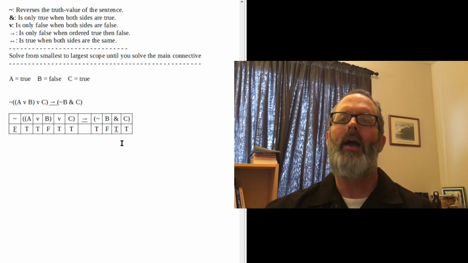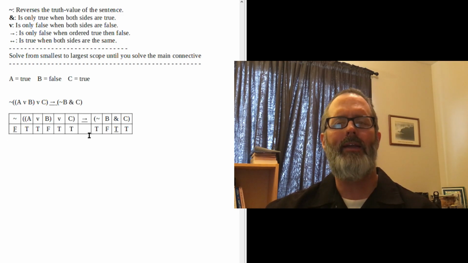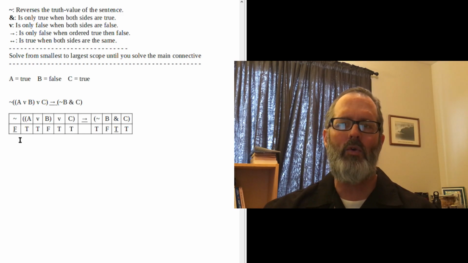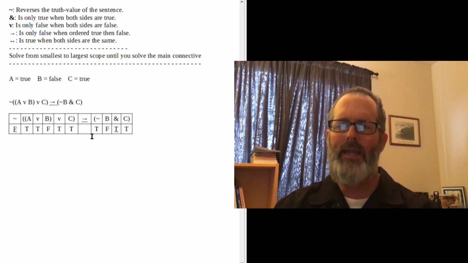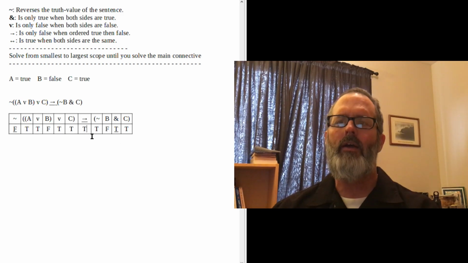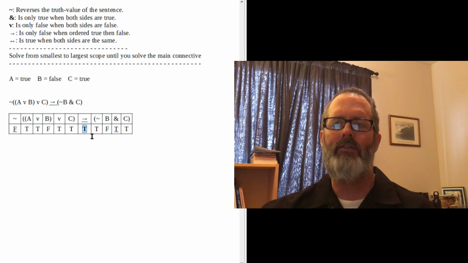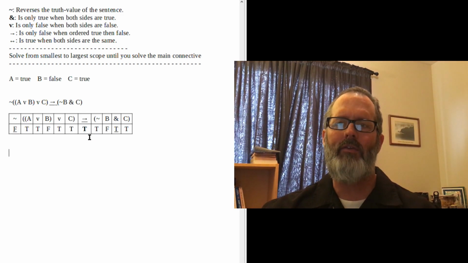What do I have? All I have left is my main connective value. My main connective is a conditional. We know a conditional is only false when it's ordered true then false. Is this one ordered true on the left, false on the right? No. So this is not a false case. So this main connective is true. That is the main connective. I circle it. That is the final value of this sentence. This sentence in this situation is true.